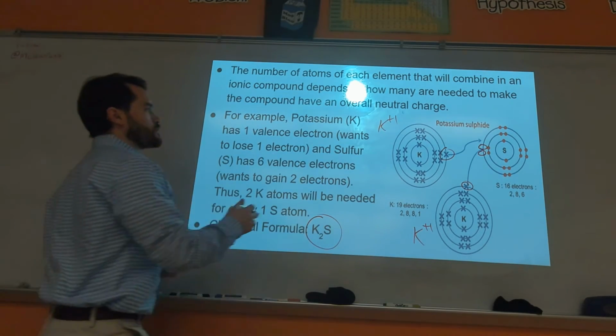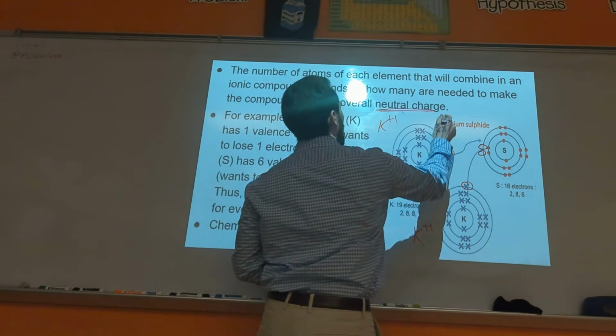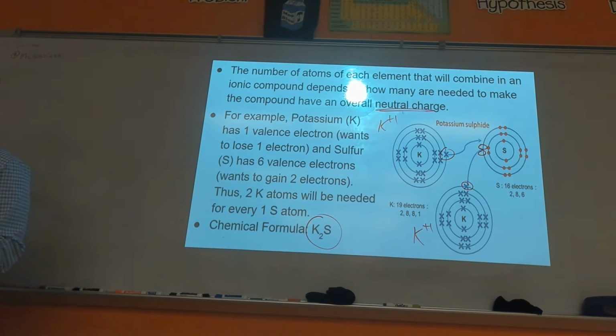So in other words, whenever we're making these ionic compounds, it's all about getting a neutral charge. It's all about what ratio, what combination of cations, things that make positive charges, and anions, things that make negative charges, do you have to get an overall charge of 0? That's the goal.